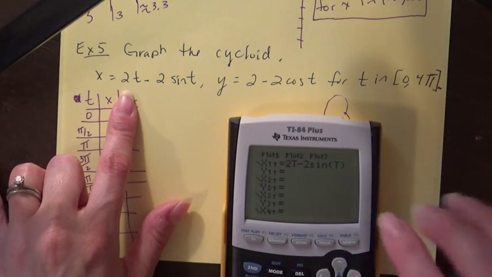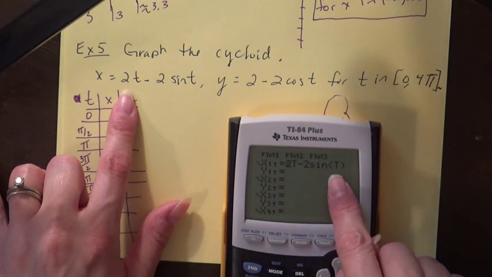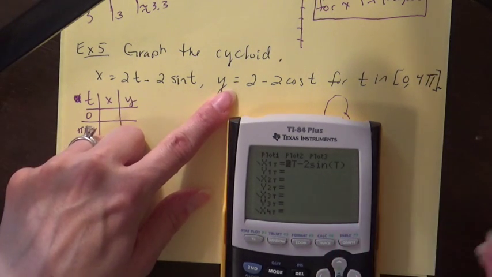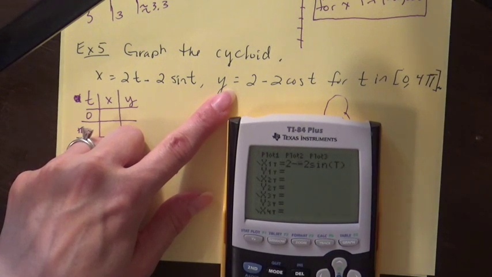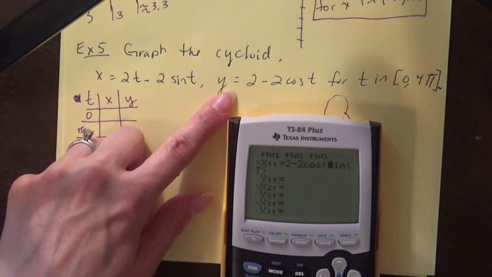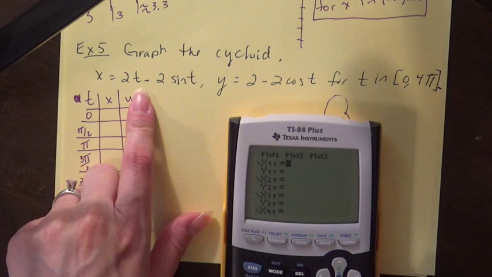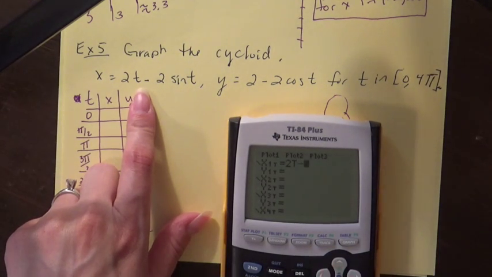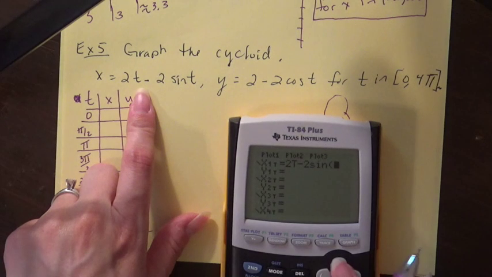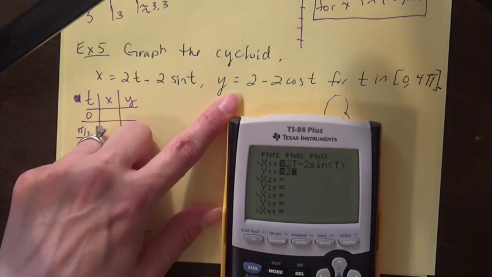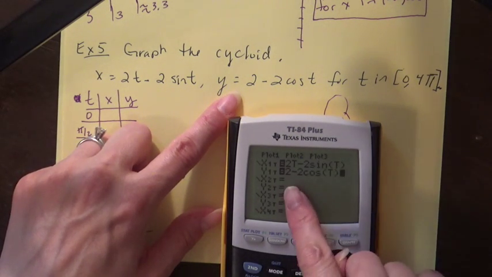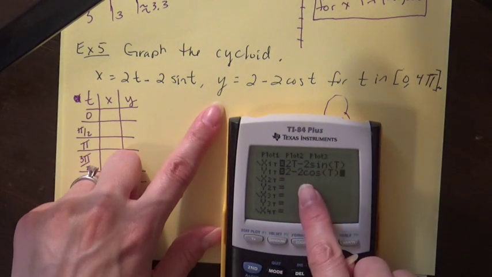Go back to y equals. So x is 2t minus 2 sine t. Y equals 2 minus 2 cosine t. And I just messed that up. I've got to do it over. So, excuse me while I type that in again. So 2t minus 2 sine t and 2 minus 2 cosine t.